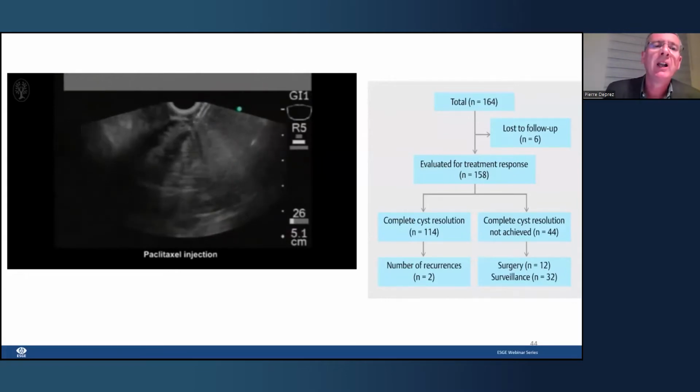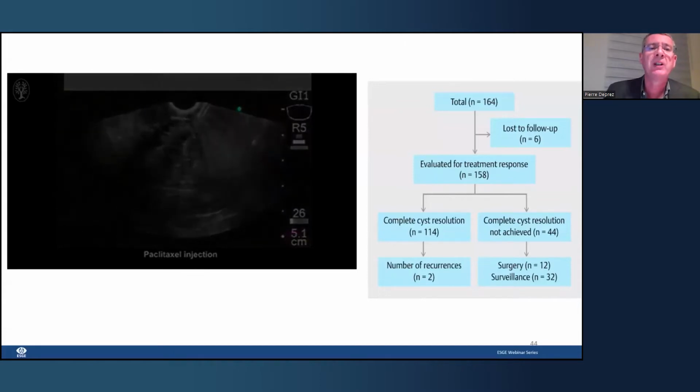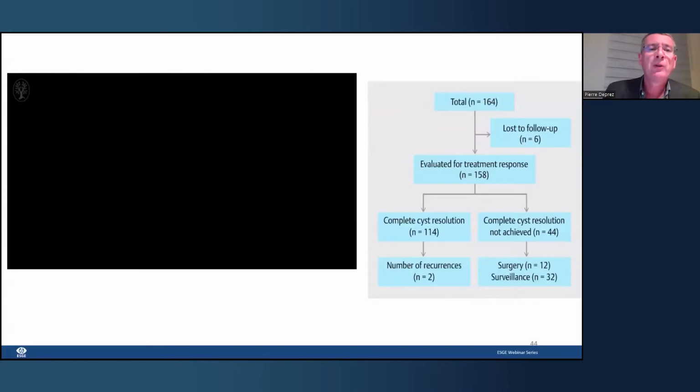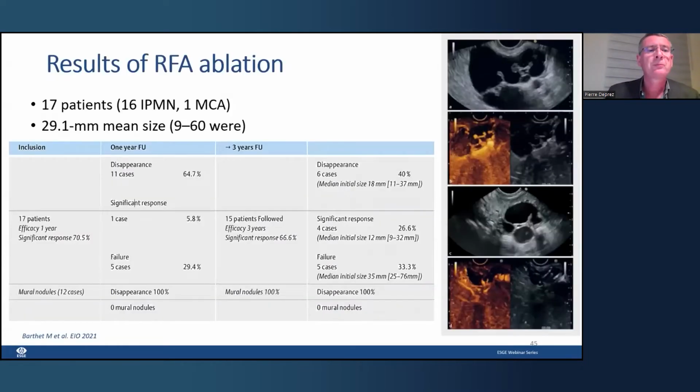And you see here, large study, 164 patients, 150 evaluated for treatment response, and you see complete cyst resolution in the vast majority of these patients, and no achievement of resolution in 44 of these patients, and then some of them were surveyed and some of them were sent for surgery.